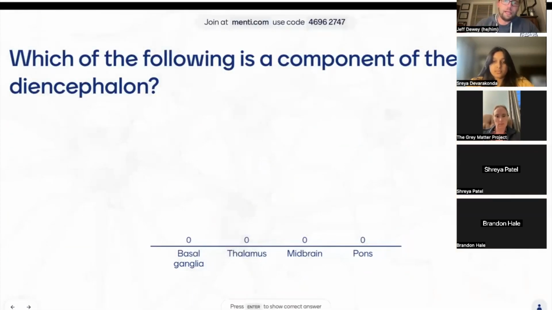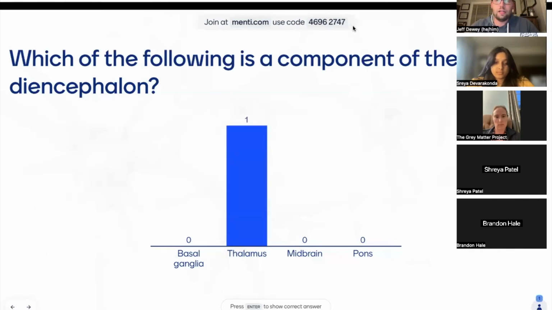So let's see if you've been paying attention. Which of the following is a component of the diencephalon? And if you didn't log in already, you can use the code at the top of the screen to log in. I'm going to ask you again at the end to see if you remember it.